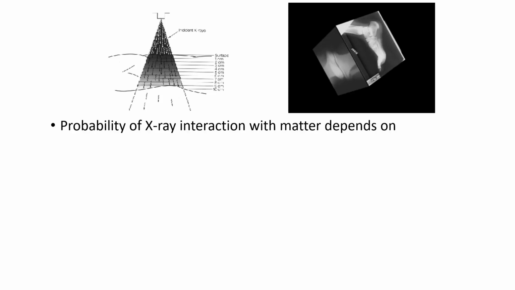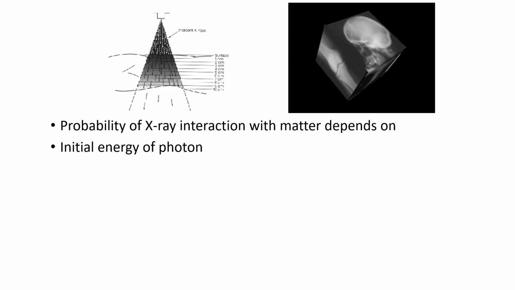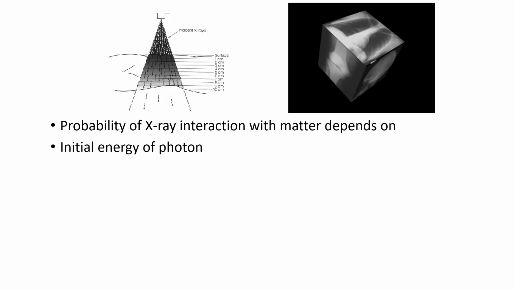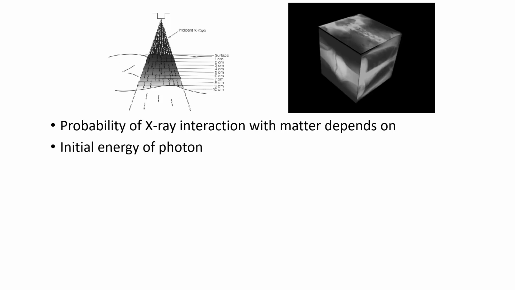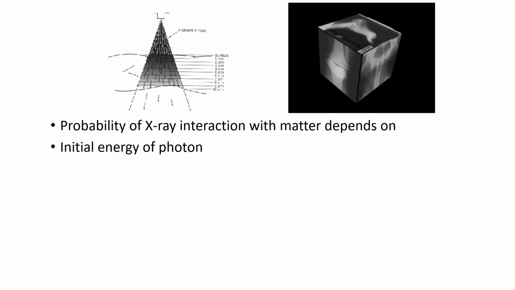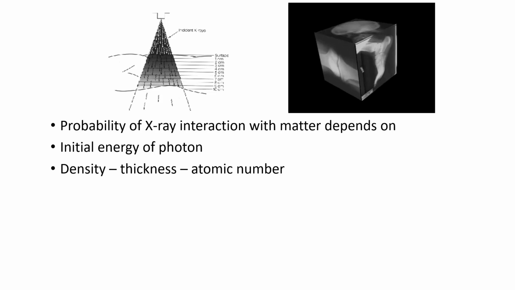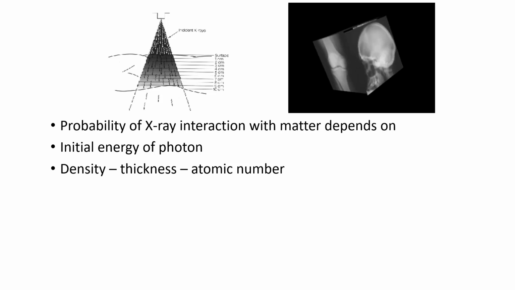When the primary beam interacts with the patient, how much radiation does the patient absorb? The probability of interaction with matter depends on several things. First, the initial energy of the photon. This would be the energy or speed, the keV. EV being electron volts, K, 1,000 electron volts is how we measure the energy. That energy then must enter the patient, where there are different thicknesses and different atomic numbers that affect the absorption properties.